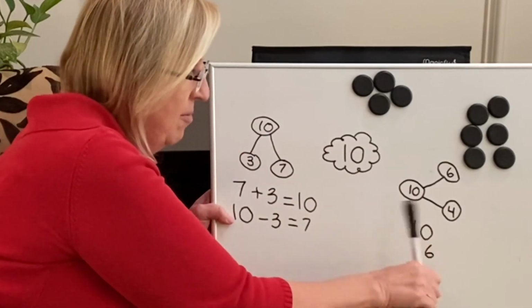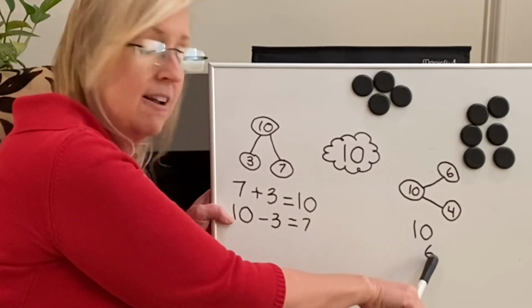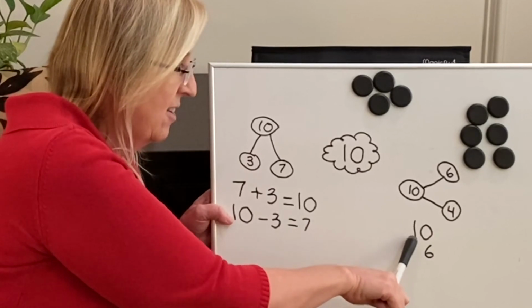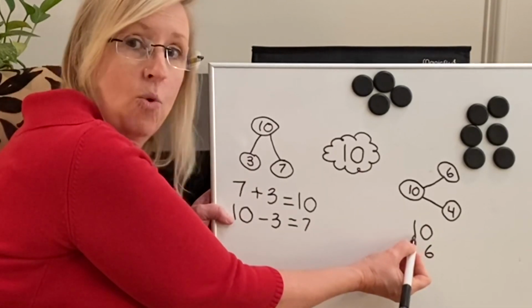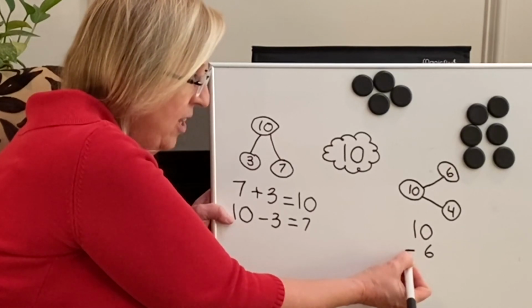I line that one up directly below my 0. This is our ones column. This is our tens column. And a 10 is 1 ten and 0 ones. And the minus goes over here.